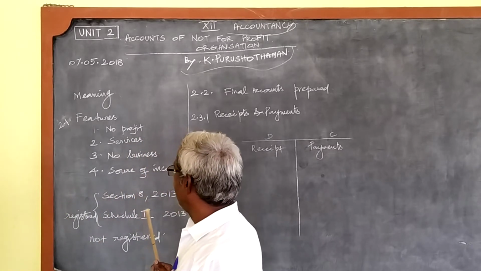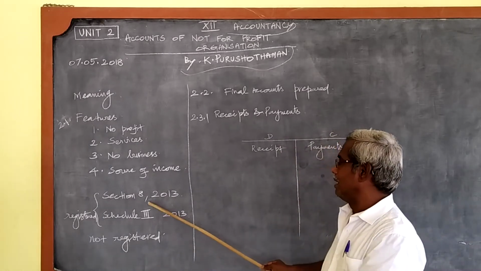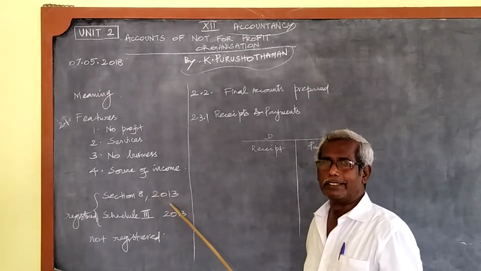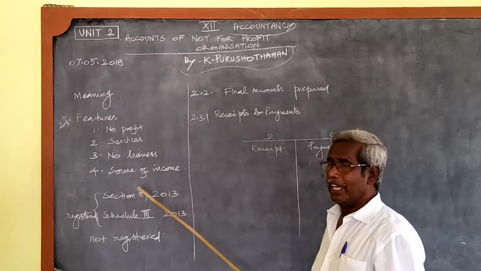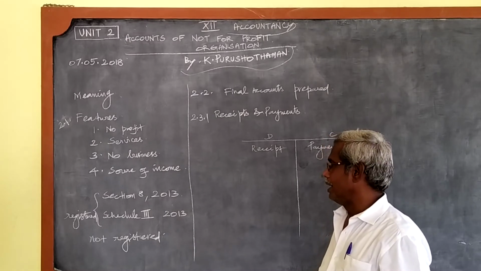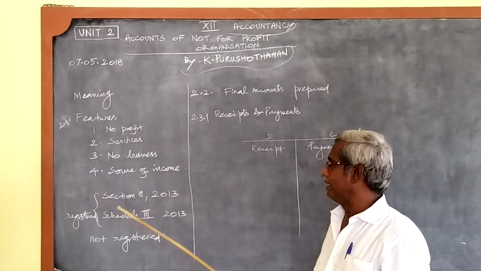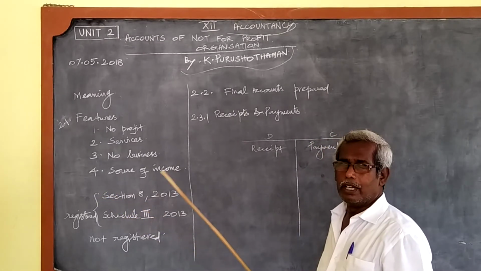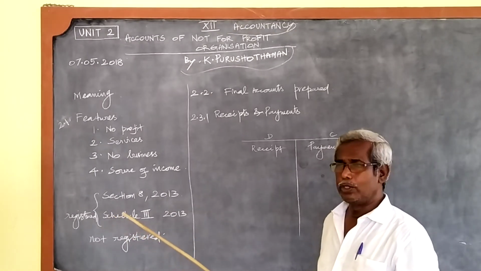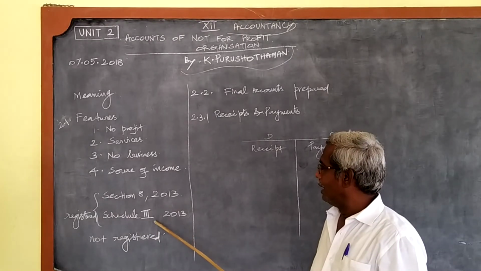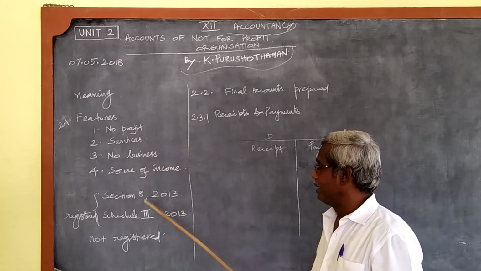To start any kind of not-for-profit organization, there is a section in the Companies Act 2013. Under section 8 of the Companies Act 2013, any not-for-profit organization can be registered under Schedule 3 of the Companies Act 2013.